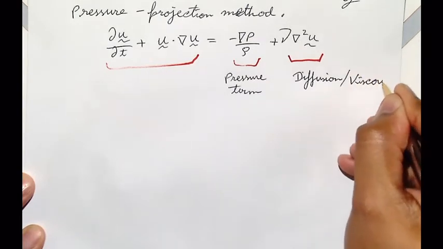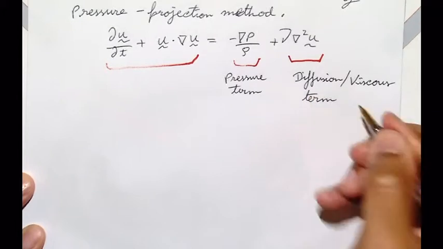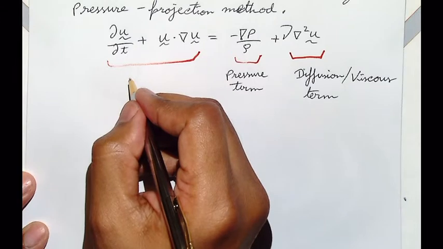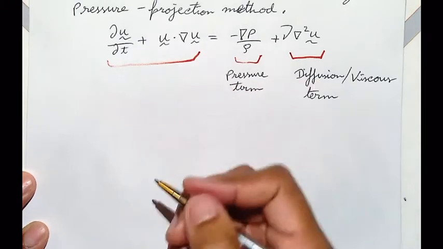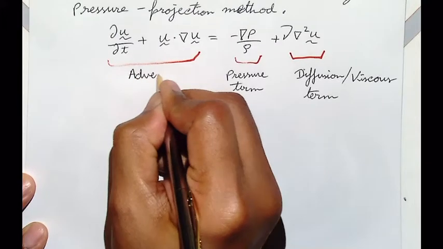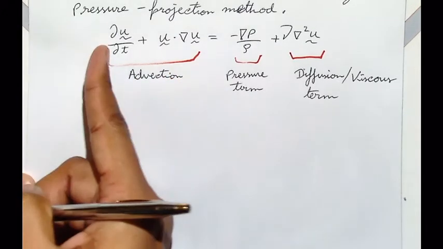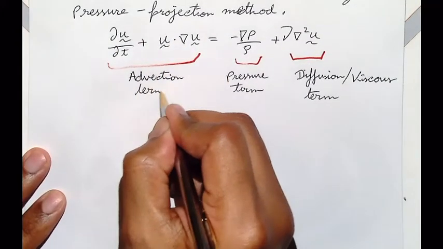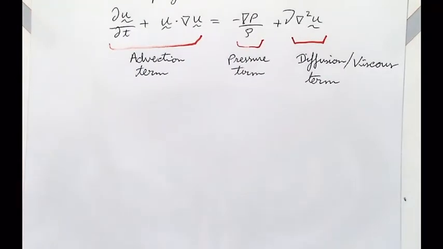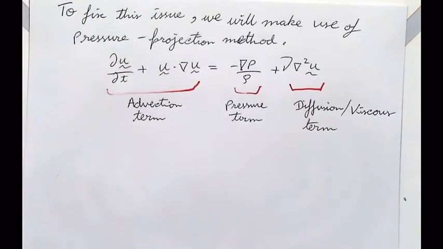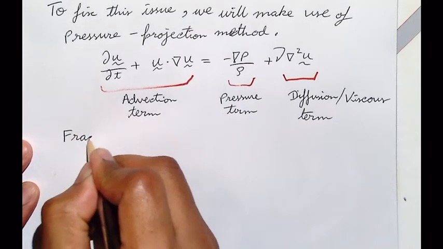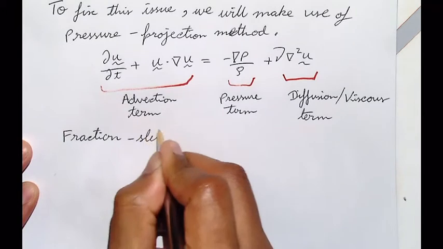And the other one is advection. This is the advection term. If you remember, when you combine the partial derivative in time and this, it's the material derivative. Right? It's the advection. Okay. All right. So the pressure projection actually uses the concept of the fractional step method. So let's see. Fractional step method.